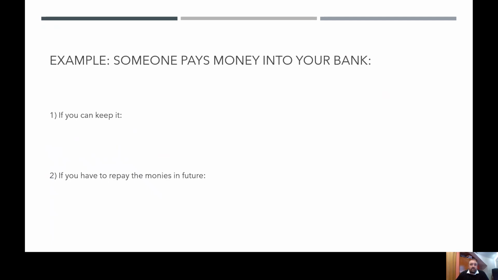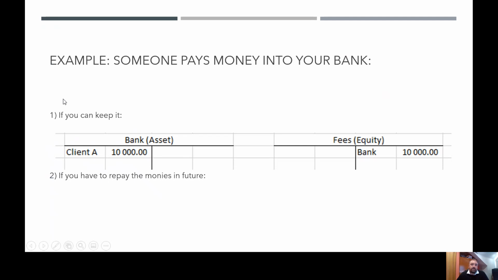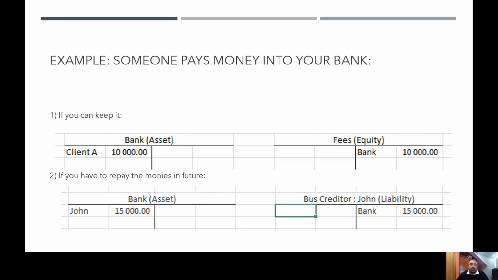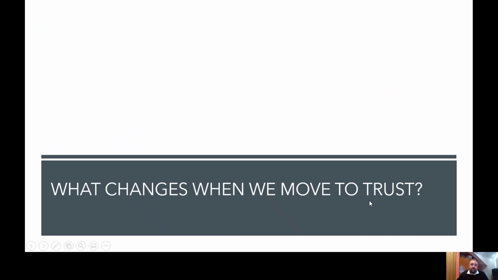Okay, so let's look at an example. Someone pays money into your bank. This is pretty much what I've just said. If you can keep it, then my bank, which is an asset, will increase, and fees, which is equity, will also increase because I can now keep that money. But if you have to repay the money, you will have a bank asset, but if I have to repay it, I will create a liability for a business creditor.